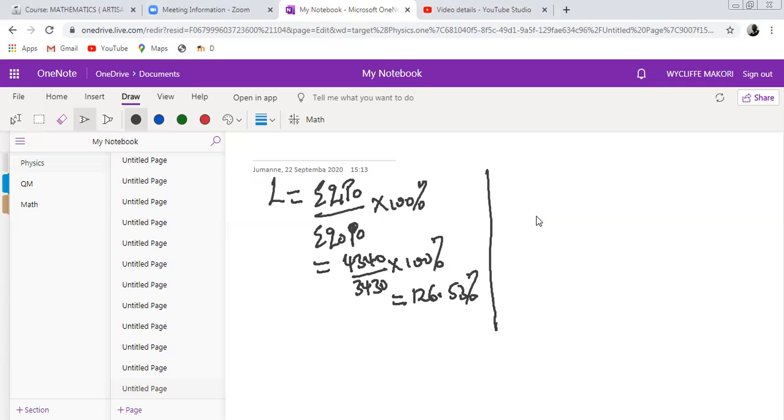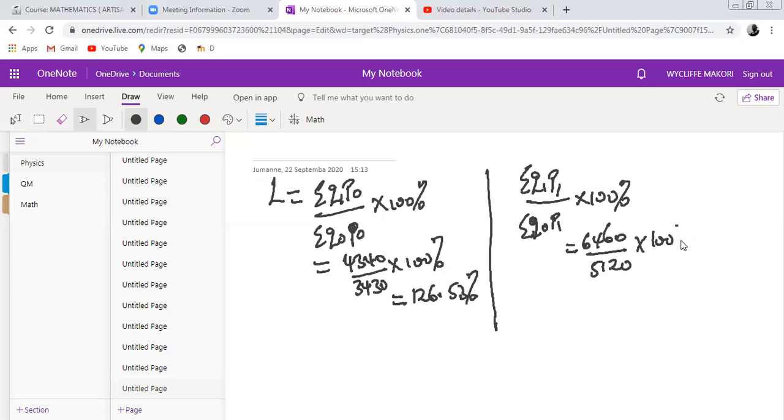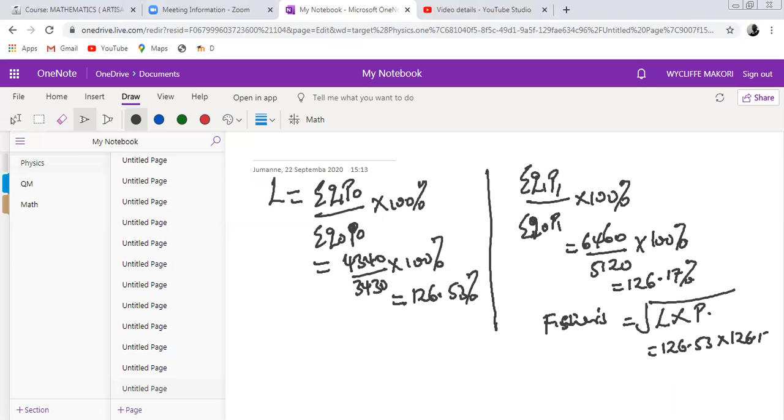For the Paasche, it is the summation of Q1P1 over the summation of Q0P1, then we convert that value into percentage. So we have 6460 over 5120 times 100%, which gives us 126.17%. For the Fisher's ideal, it is given by the square root of the Laspeyres times the Paasche, which is 126.53 times 126.17. Then we take the square root. If you do that, you find that the answer is 126.35%.